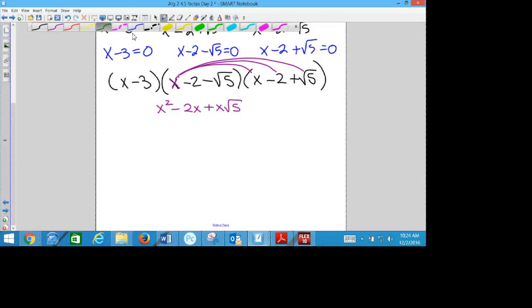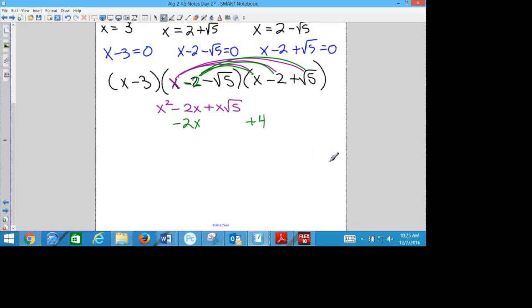So the x just stays on the outside. And we multiply a minus 2 to everything in the second parenthesis. So minus 2 times an x is a minus 2x. So I'm putting it underneath its like term. We do a minus 2 times a minus 2, and that becomes a plus 4. And I'm putting that underneath its like term.